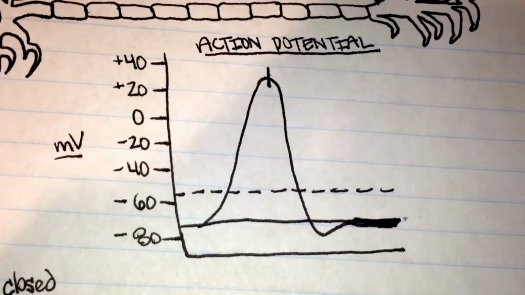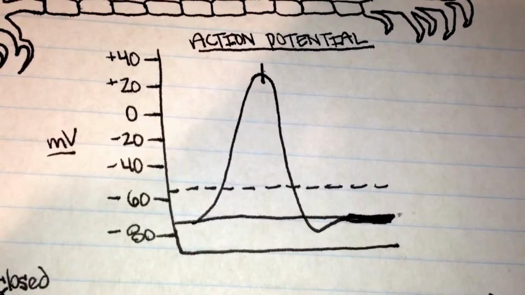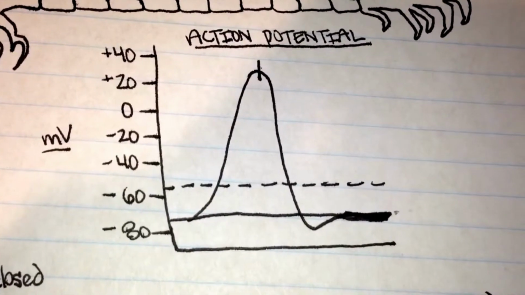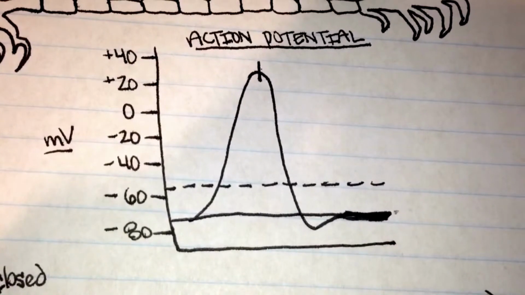Then a phase known as hyperpolarization will occur, where it divots below the resting potential phase of -70 millivolts in order to balance out the cell back to its equilibrium.